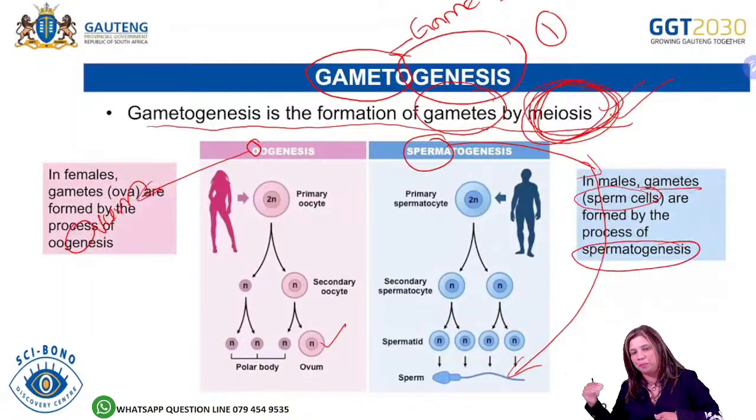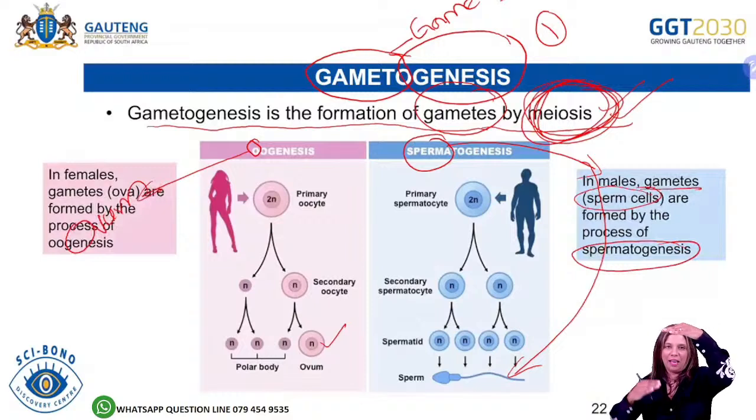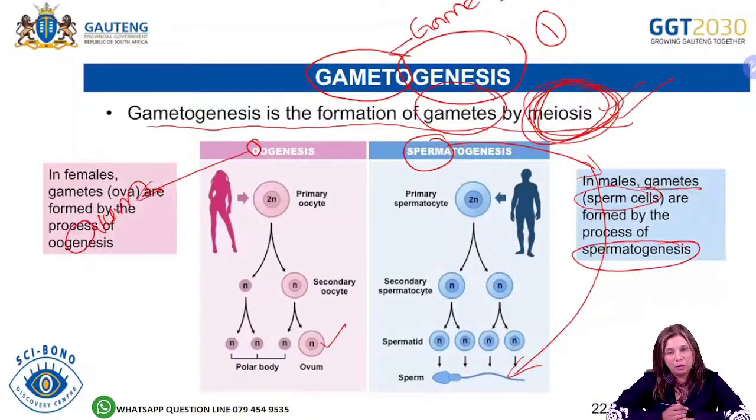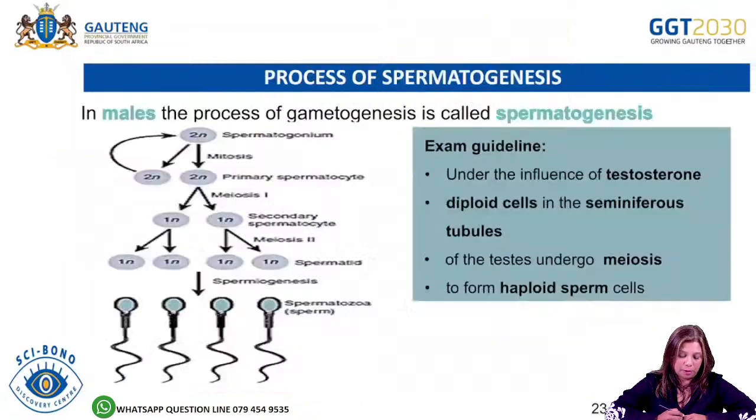It's a halving process. So you're going to have gametogenesis and then you're going to have meiosis, which is going to be occurring afterwards. Okay, so please don't confuse the two. But when we go into the diagrams further now, you will be able to see that gametogenesis is on the top and meiosis occurs later on down the line.